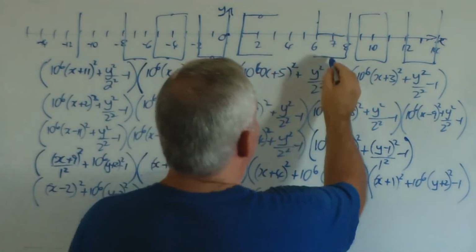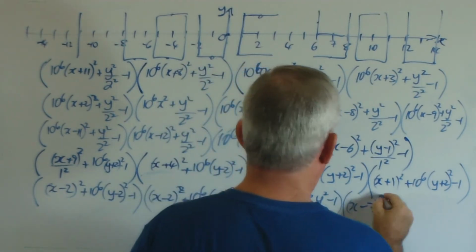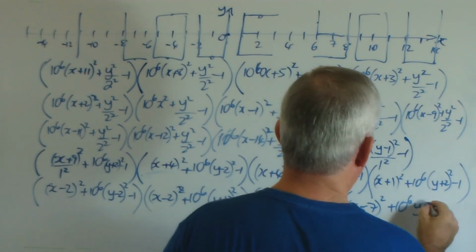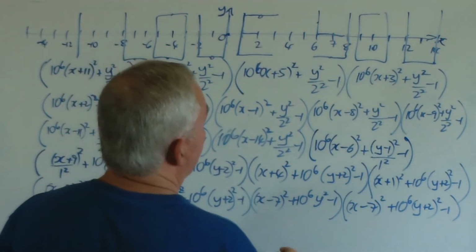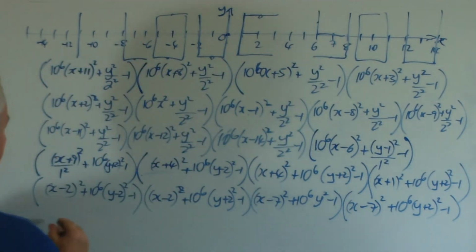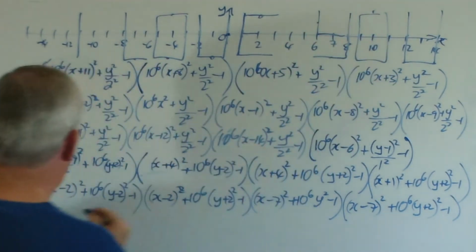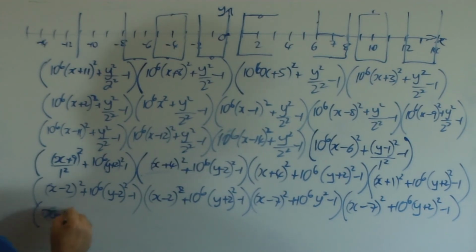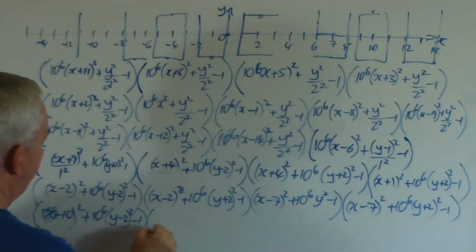This one here, at 7, negative 2, x minus 7 squared plus 10 to the 6, y plus 2 squared minus 1. 3.5 to go. This one here is at 10, 2. So we've got x minus 10 squared and 10 to the 6, y minus 2 squared minus 1.